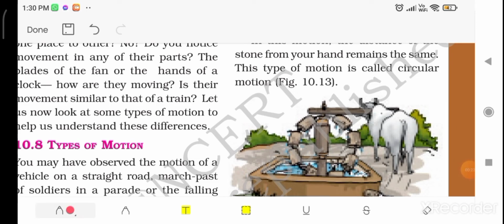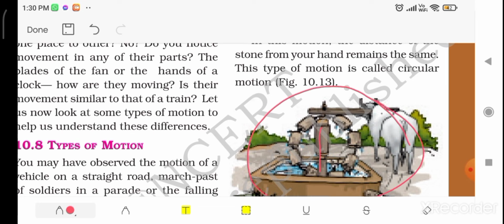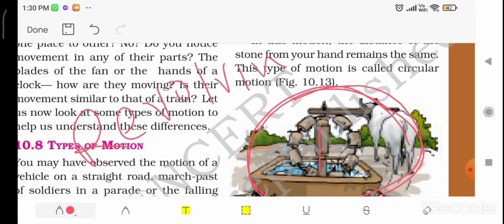Now, what about the motion of this bullock? It is on one axle. On that, this bullock is revolving like this. This kind of motion is called revolutionary motion, or revolving. Okay? What is happening? This bullock is revolving around this place. So revolving motion, revolutionary motion, it is also called.